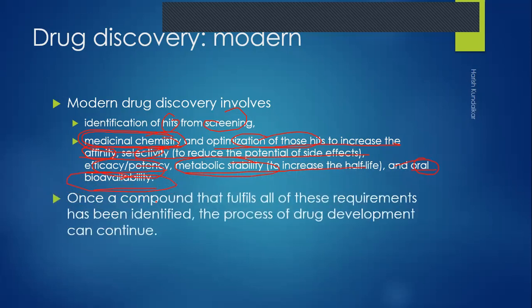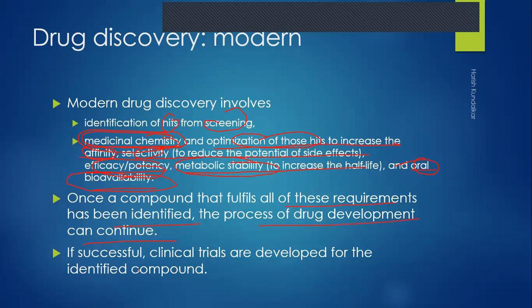pharmaceutical chemistry. Once a compound that fulfills all of these requirements has been identified, the process of drug development can continue. Then the other set of experts come in, the pharmacology experts, the pharmaceutics experts, the analysis experts, all of them come into the picture. And if successful, clinical trials are developed for the identified compound, and then it will be approved as a drug.